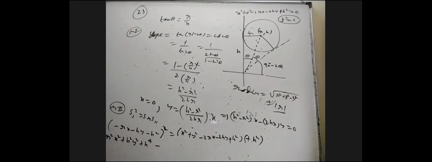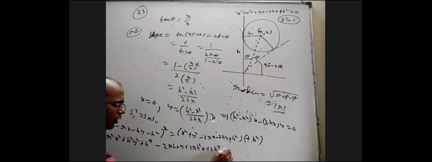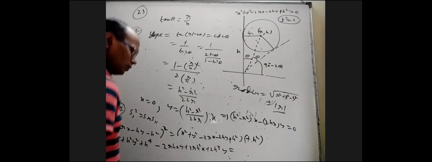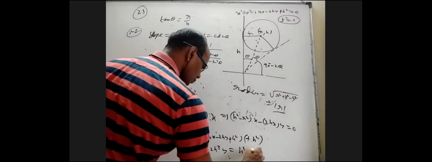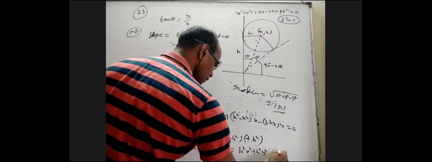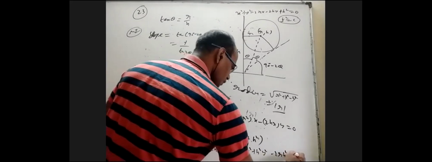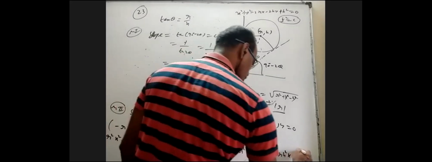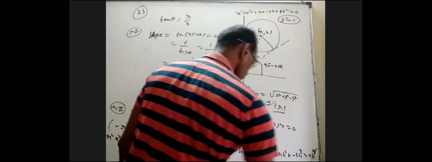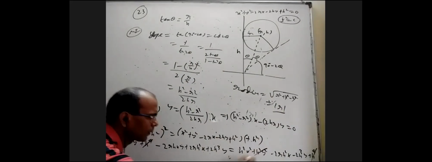Because constants and such, sometimes we cancel to make it easier. Okay. Plus 2rhxy plus 2rh square x plus 2h cube y. Here h square x square, h square y square, minus 2rh square x minus 2h cube y plus h power 4. H power 4 will cancel. H square y square will cancel.